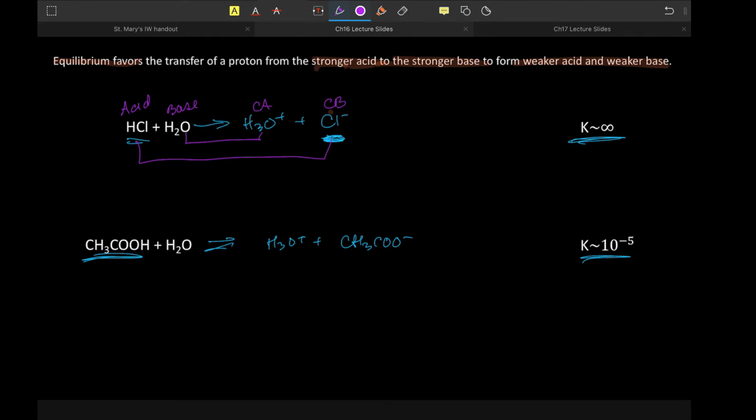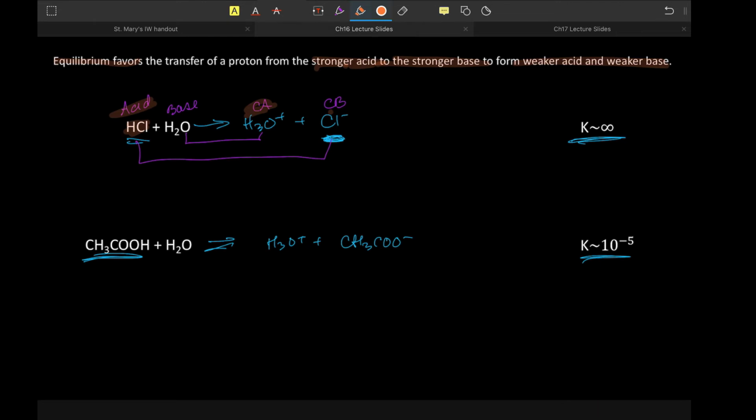And so we're going to transfer the proton from the stronger acid to the stronger base to form the weaker acid and the weaker base. So if we look at my two acid options, this is an acid and this is an acid. Which of these is the stronger acid? The HCl is my stronger acid.